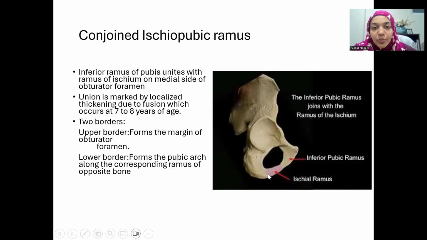Conjoined is the ischiopubic ramus. This is the ischiopubic ramus, which is joined with the pubic ramus. It forms the pubic arch with the corresponding ramus of the opposite bone, and it forms the margin of the obturator foramen also.